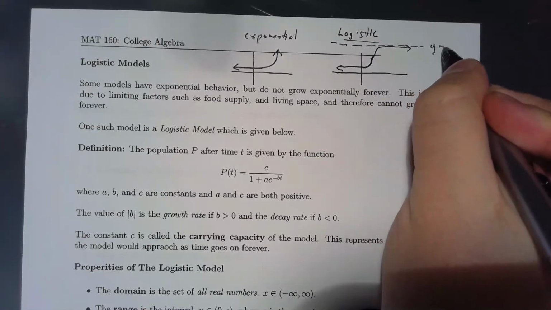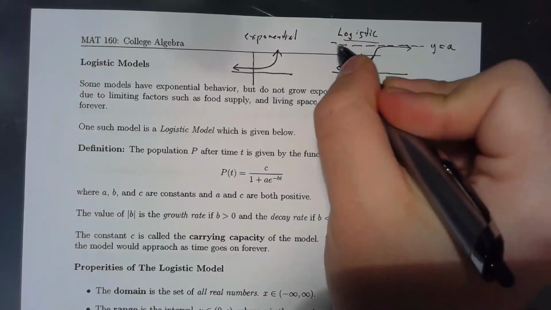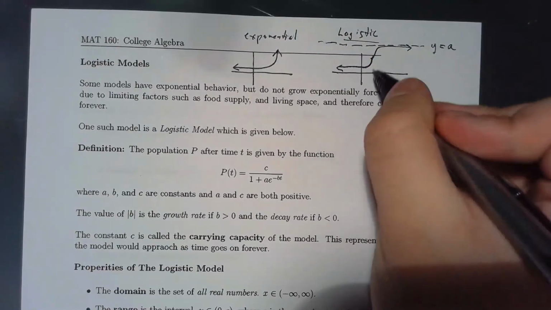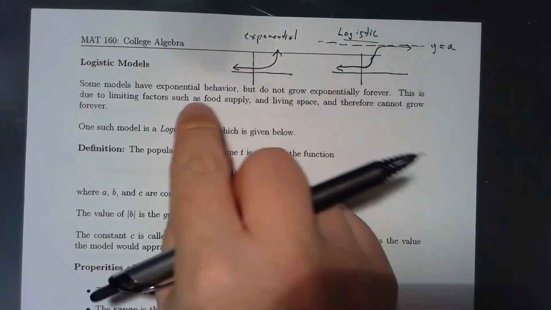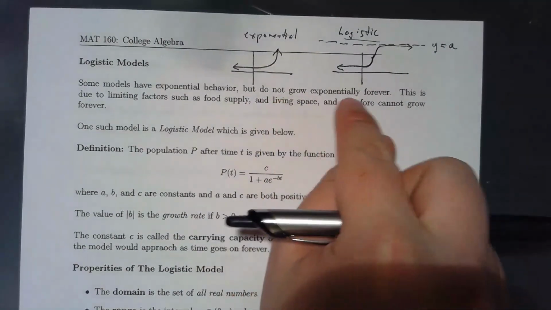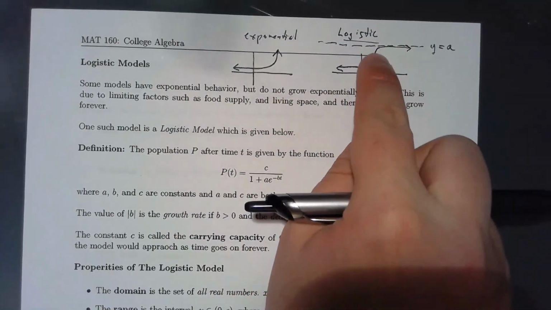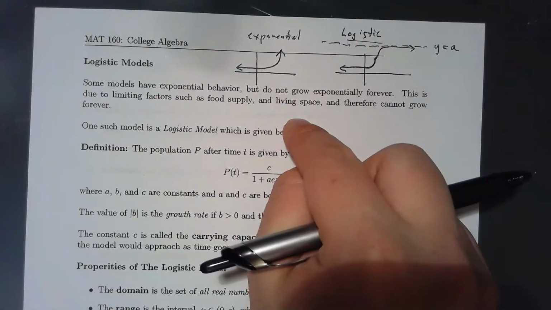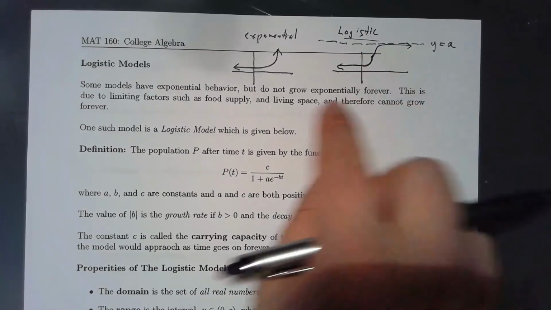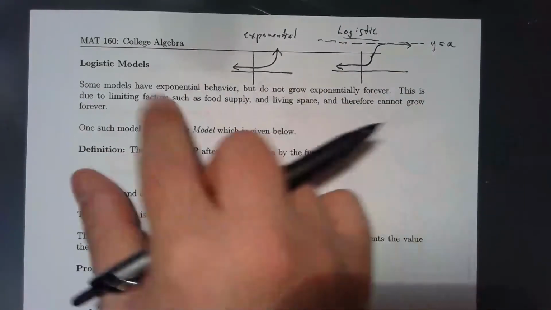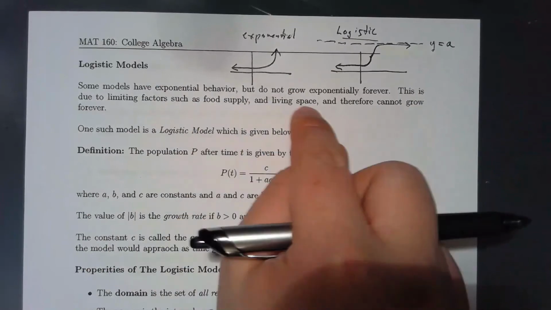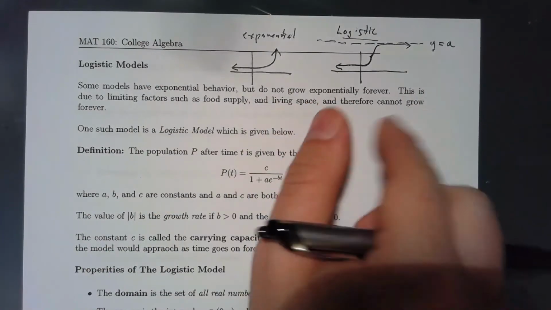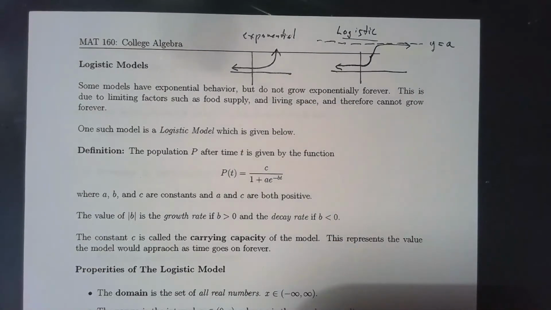Y equals some horizontal asymptote. Alright? So that's what a logistic model looks like. They don't grow exponentially forever. It hits this horizontal asymptote. And the reason why is that this population has limiting factors like food supply and living space, and it can't grow forever. It can't sustain itself.